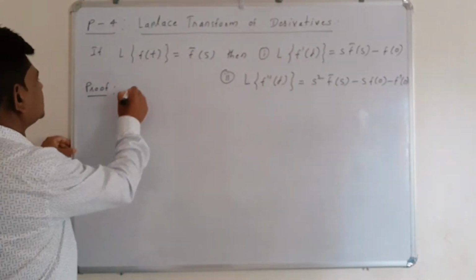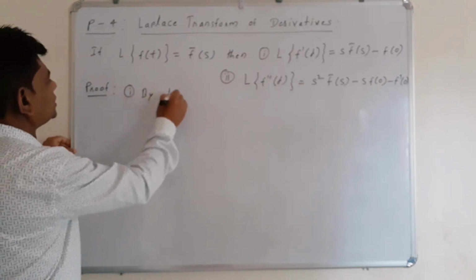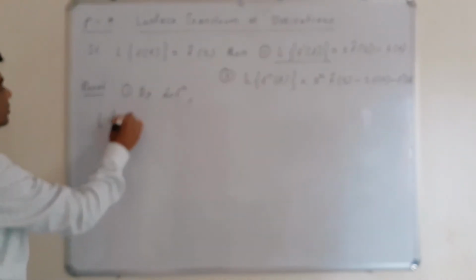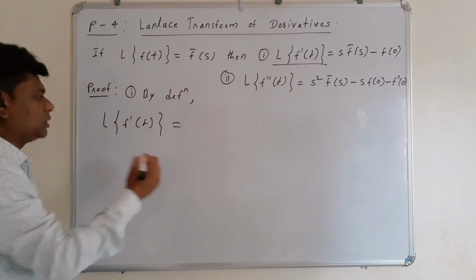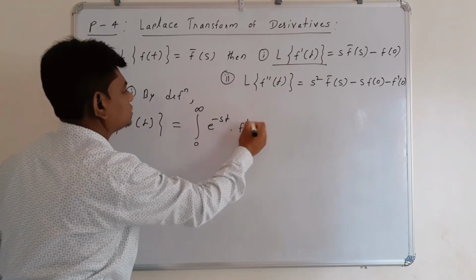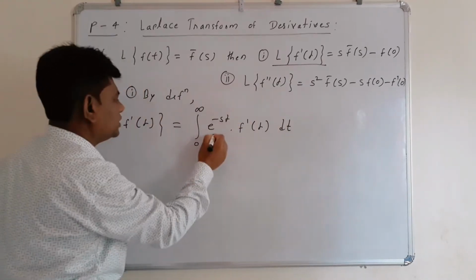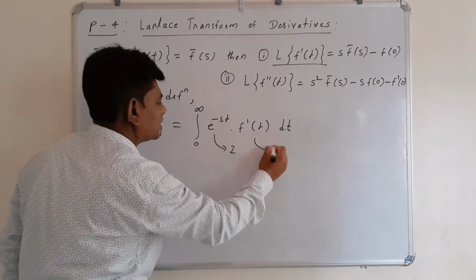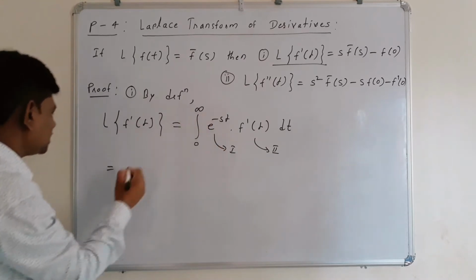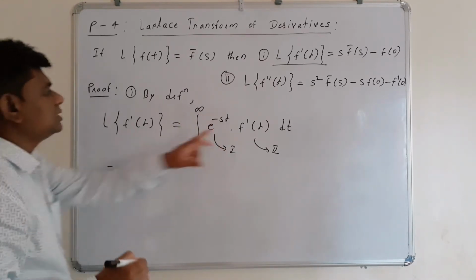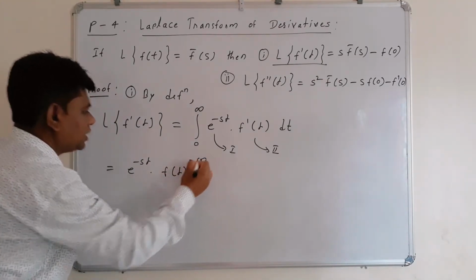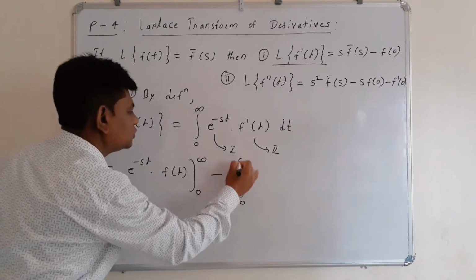So by using the definition, Laplace transform of f'(t) is equal to the integration from 0 to infinity of e to the power minus st times f'(t) dt. Now we denote this as the first function and this as the second function. Now by using integration by parts, the first function e to the power minus st as it is, times the integration of the second function, the answer is f(t), with limits 0 to infinity, minus integration from 0 to infinity.